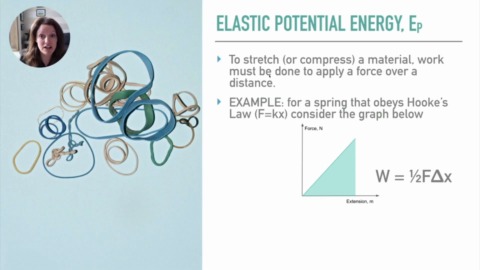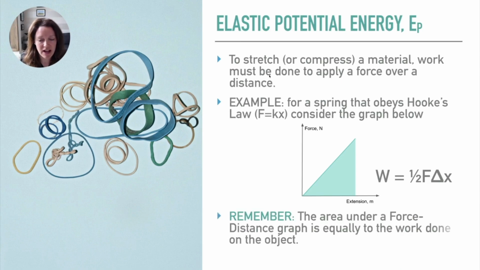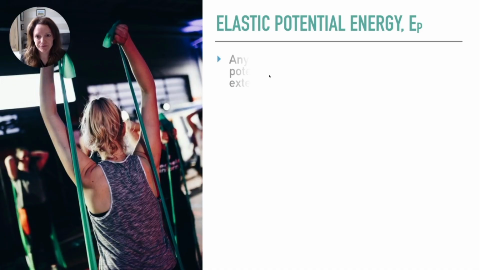This graph forms a triangle. The area of a triangle is a half fx: a half times the height, F, times the base, x. So the work done, or the elastic potential energy, stored in a spring is equal to half fx. And we remember that because the area under a force distance graph is equal to the work done on the object. Let's take that a little bit further.